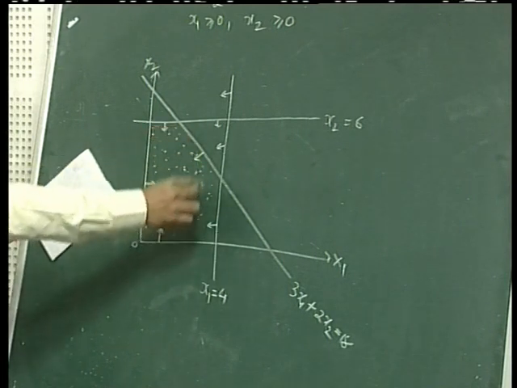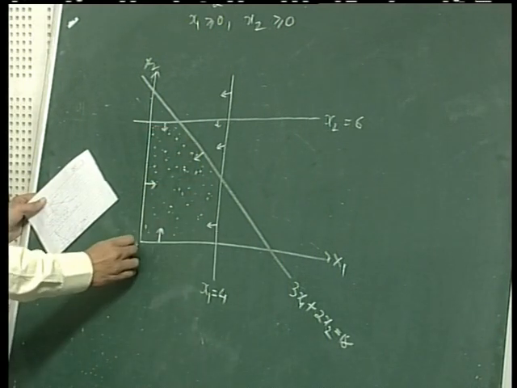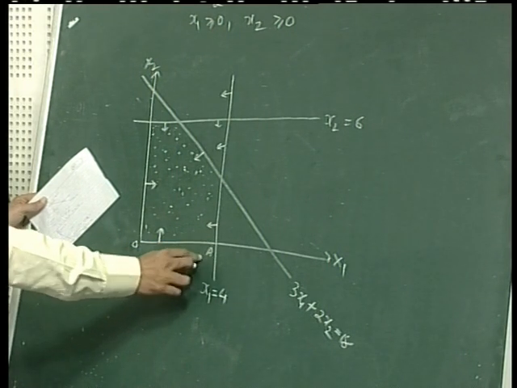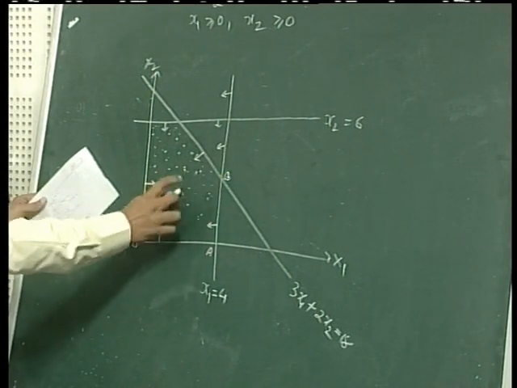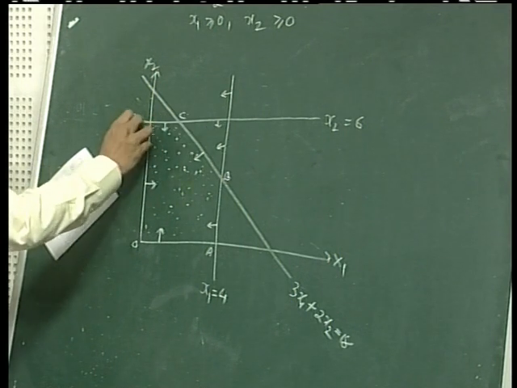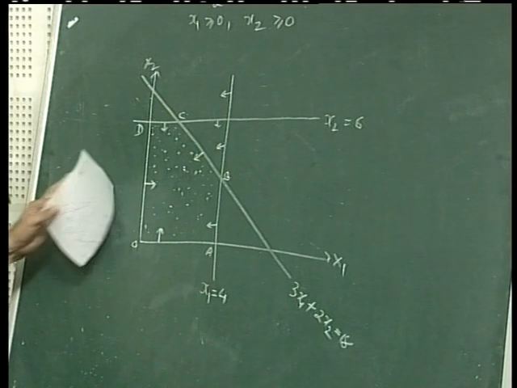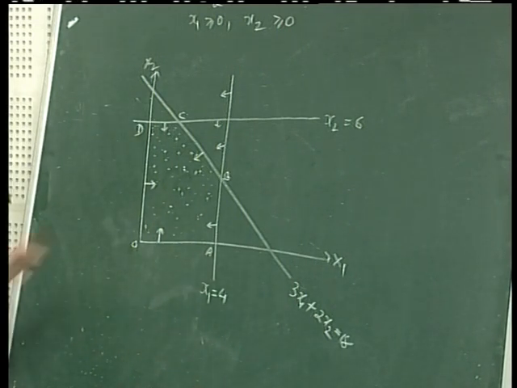So this region is called the feasible region. It is given names: so O, then here if we give a name A, then this is B, and this C, and this D. So this is O, A, B, C, D. This is the feasible region or the feasible solution space.